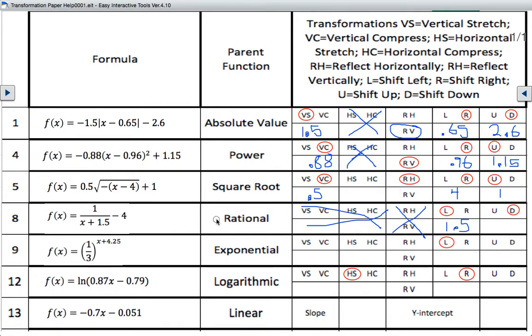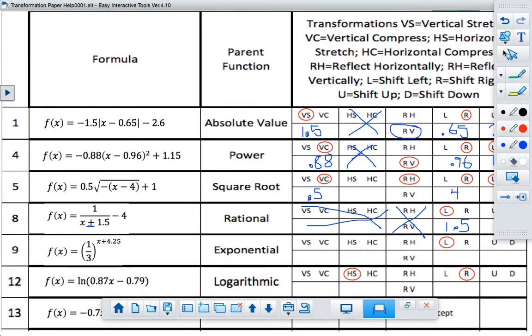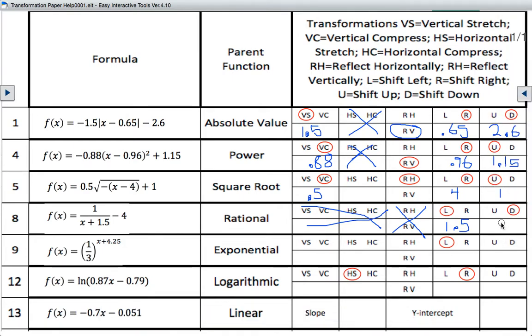And the reason why I know it goes to the left is because of my plus sign here. You know, notice here, here, and here, it was all minus signs and it was going to the right. Well, when it's a plus sign, you're going to the left. Okay, and it's by 1.5 units, and then it's also going down 4 units.